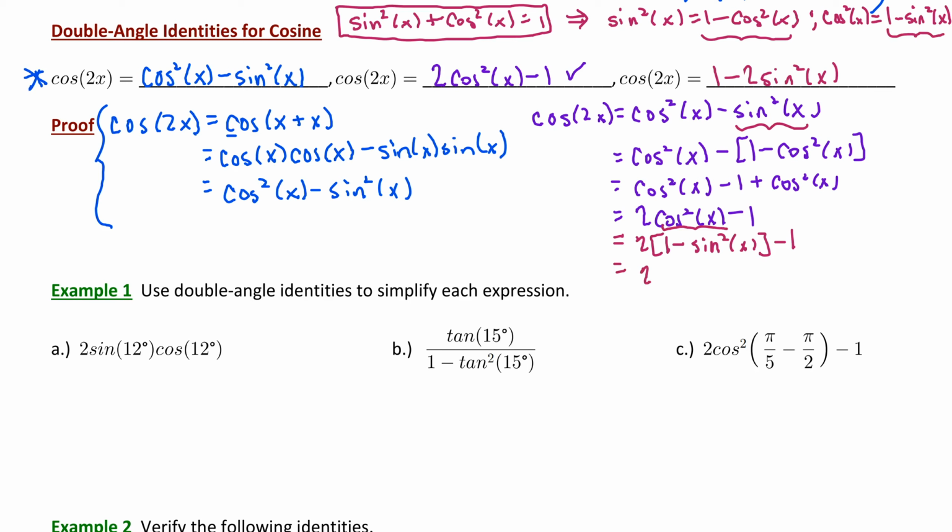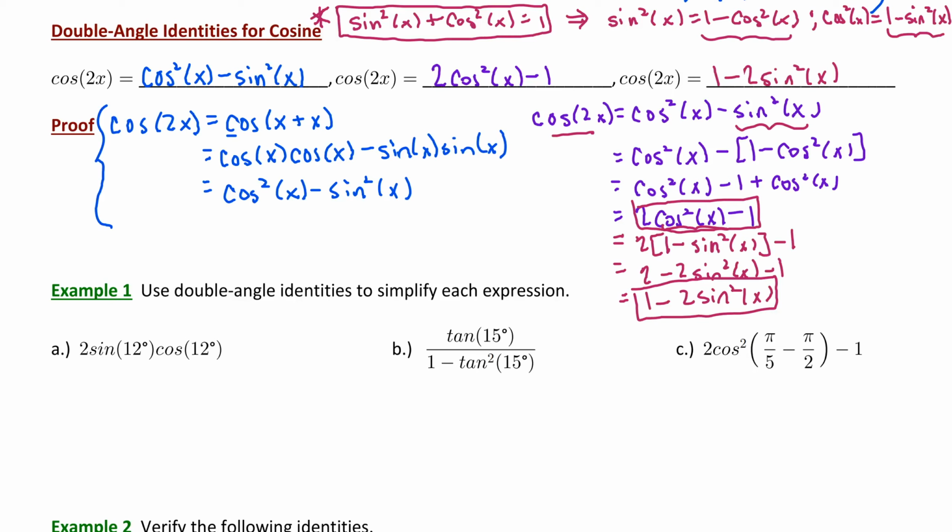Okay, let's distribute. This would be 2 minus 2 sine squared of x minus 1. If we combine like terms here, 2 minus 1 gives us 1, and we have 1 minus 2 sine squared of x. So you can see cosine of 2x is equivalent to this expression as well as this expression. So the three different double angle identities for cosine are useful in different settings, and they're all related. So it's really helpful to memorize these identities together and alongside that Pythagorean identity so that you can learn the difference. Let's see how these identities might help us to simplify some expressions.